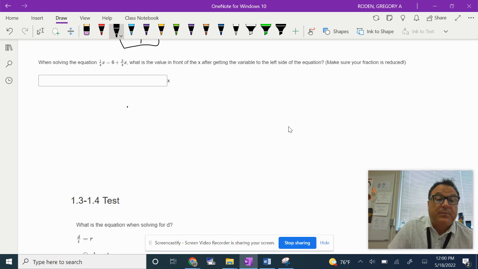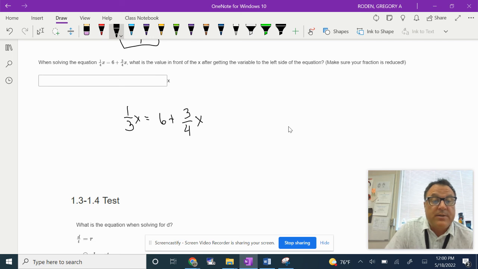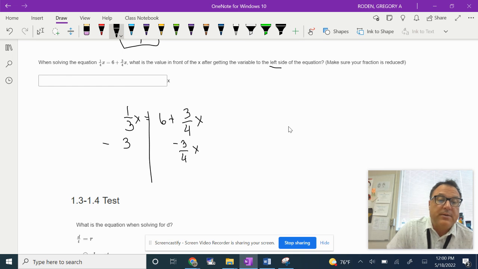All right, well, I have 1/3 x equals 6 plus 3/4 x. And for some reason, this problem wants us to move the variables to the left side. So we don't want x's on the right side. We want x's on the left side. Okay, so in order to get rid of the variable on the right side, we have to subtract 3/4 x. But we have to also subtract 3/4 x from this side.